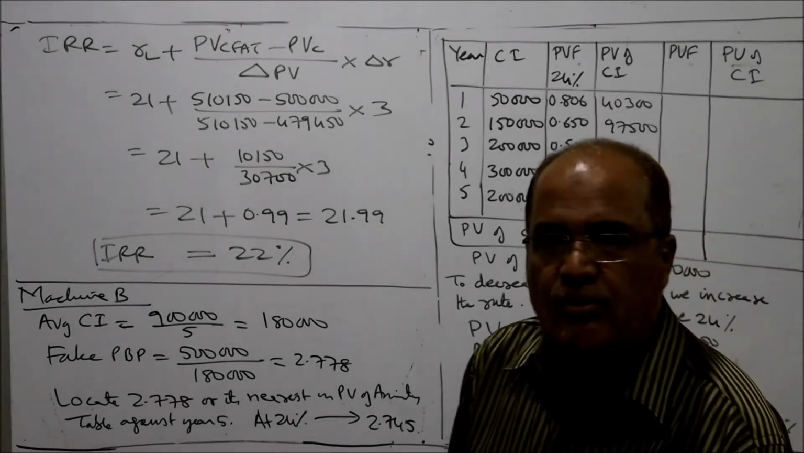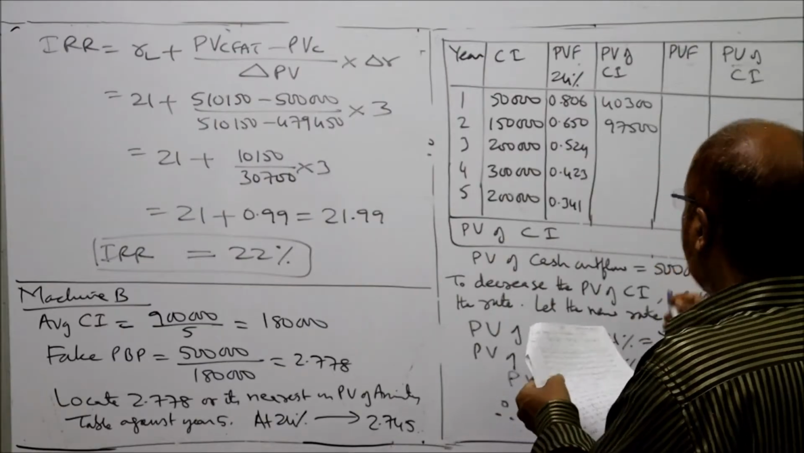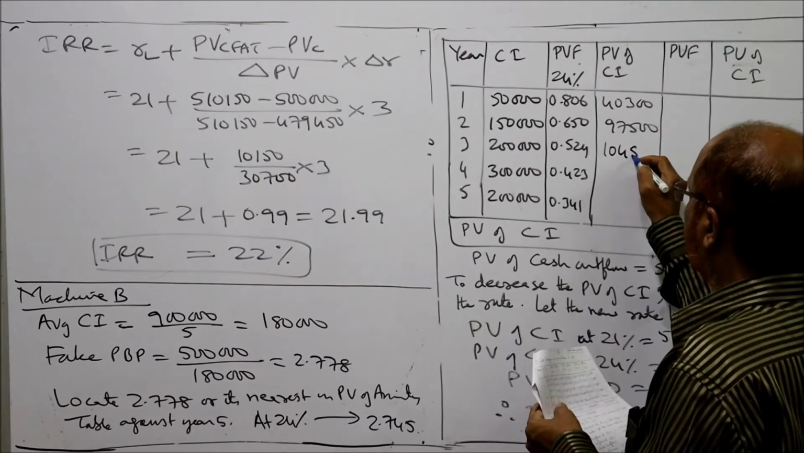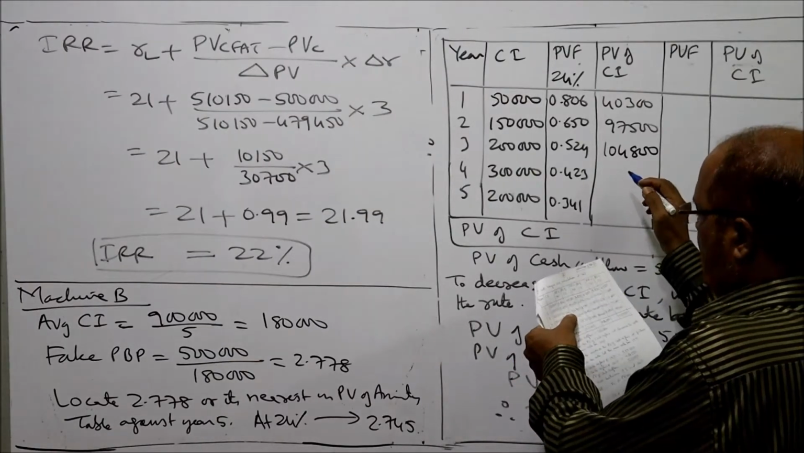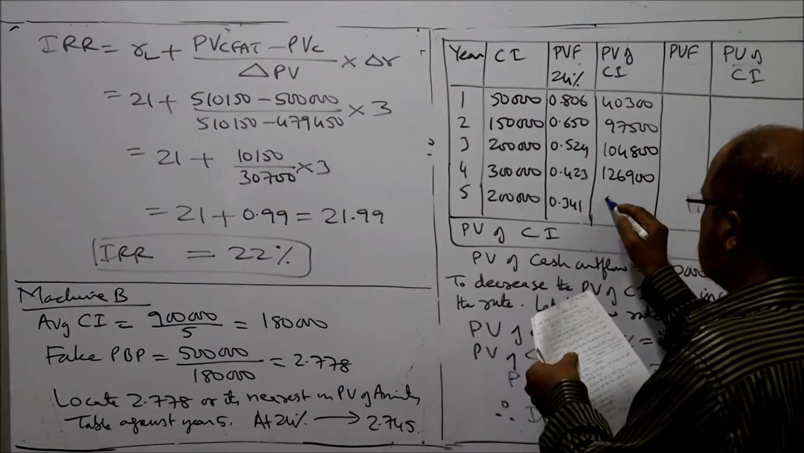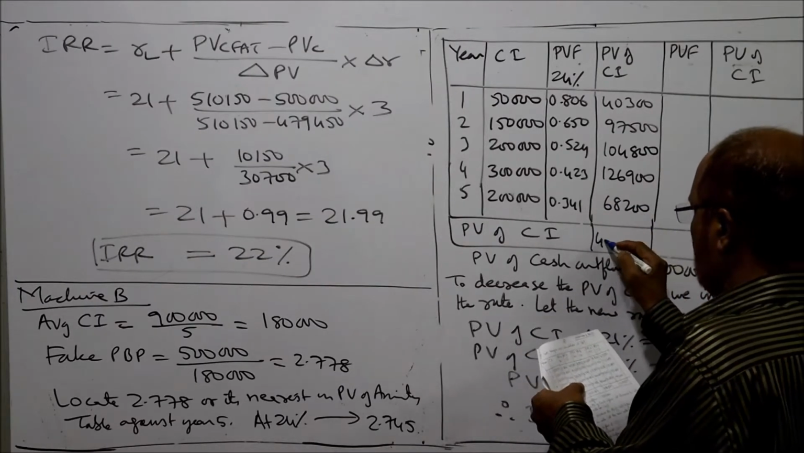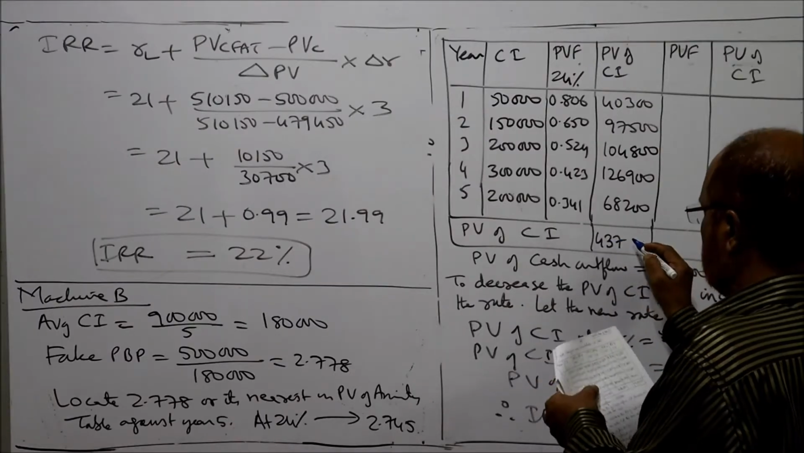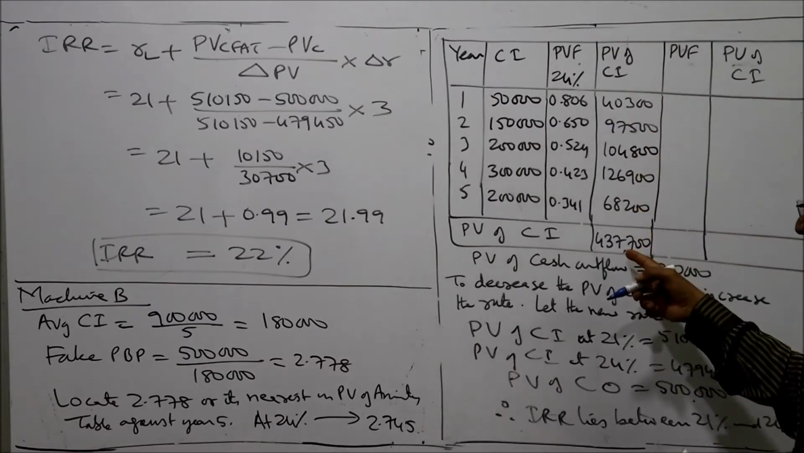Now 97,500 we have taken. Then it is 1,04,800. Next it is 1,26,900, and last one 68,200. The total of PV of cash inflow is 4,37,700. 4,37,700 is the total of PV of cash inflow.